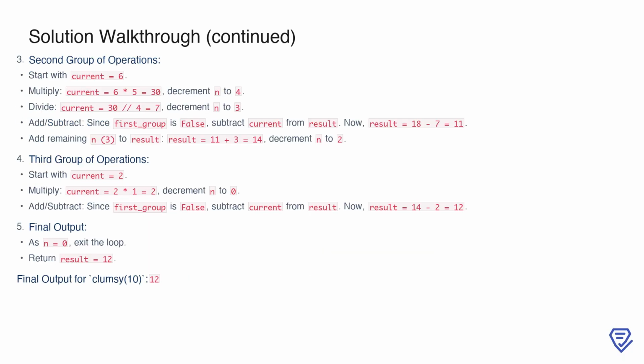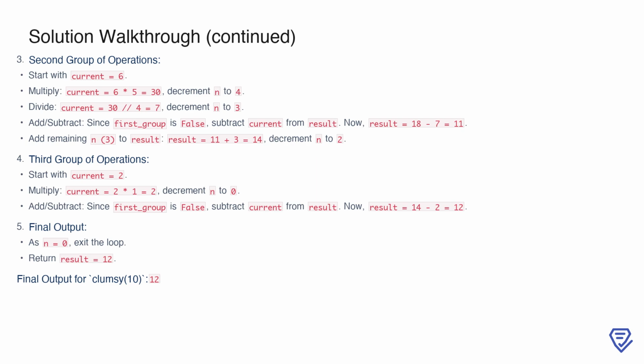In the second group of operations for clumsy 10, we start with current equal to 6. Multiplying it by 5 gives 30, and dividing by 4 results in 7. Since this is not the first group, we subtract this current value from the result, reducing it to 11. Next, we add the remaining value of n, which is 3, to the result, bringing it to 14. After decrementing n to 2, we proceed to the third group of operations.